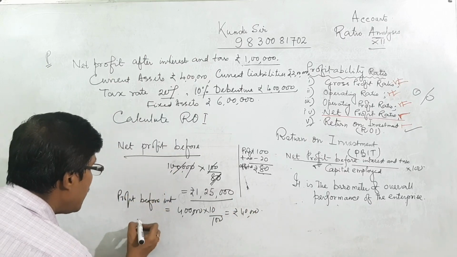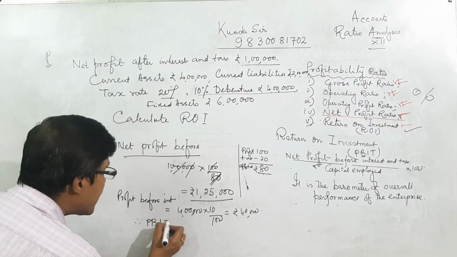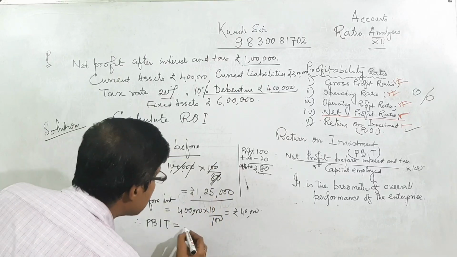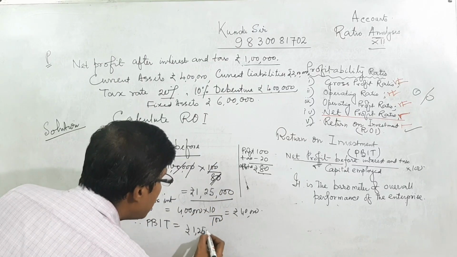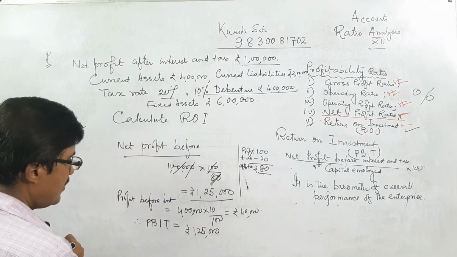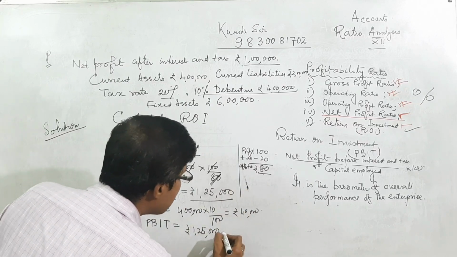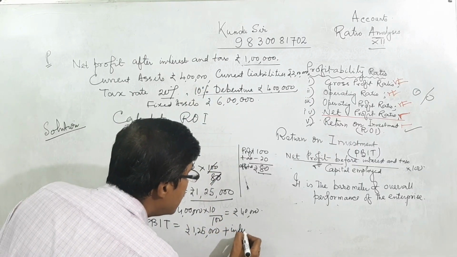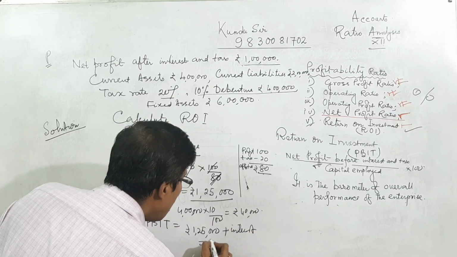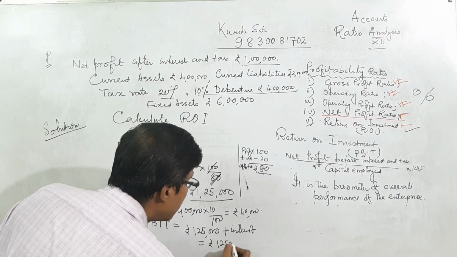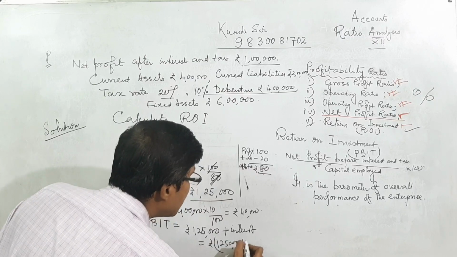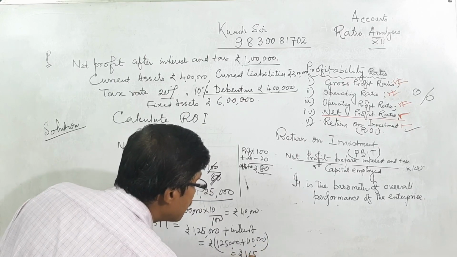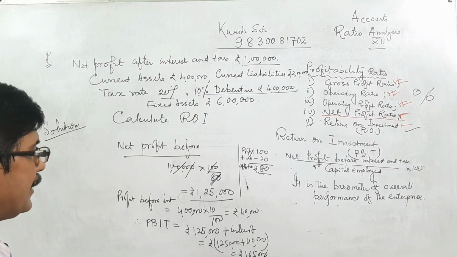Therefore, profit before interest and tax equals how much? Profit before tax plus interest equals 1,25,000 plus 40,000, that is 1,65,000 profit before interest and tax.